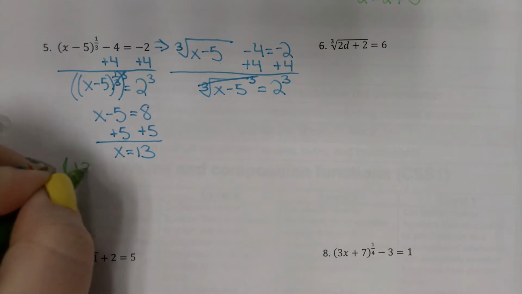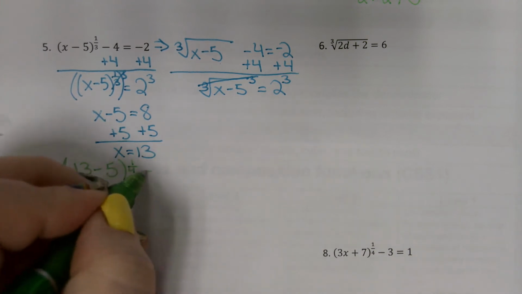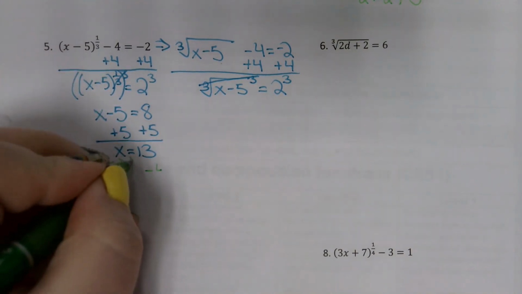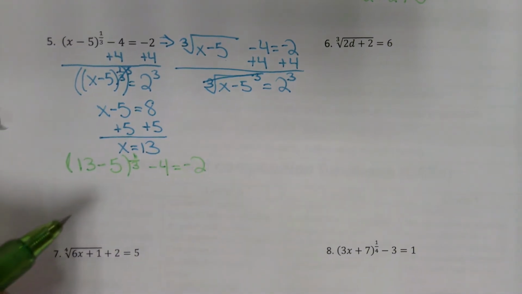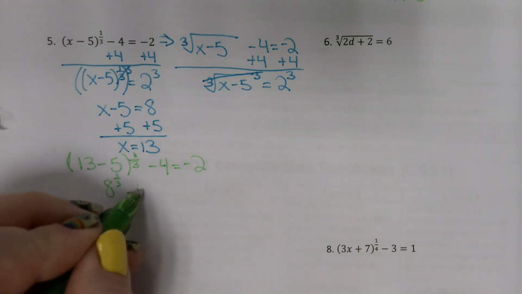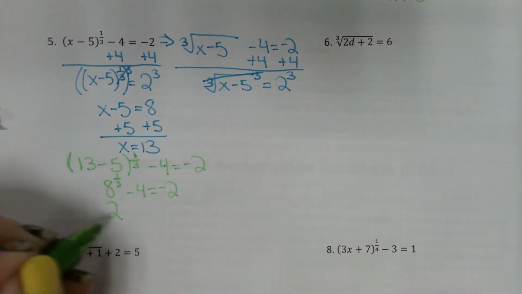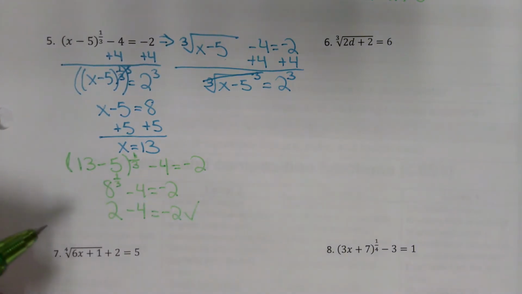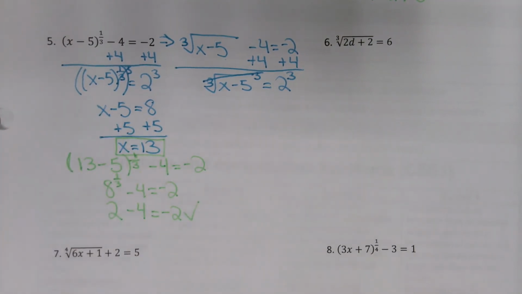So we have 13 minus 5 to the 1/3 power minus 4 equals negative 2. 13 minus 5 is 8 to the 1/3 power minus 4 equals negative 2. 8 to the 1/3 power is 2. 2 minus 4 is negative 2. So it's not extraneous. It satisfies the equation. And 13 is my solution.